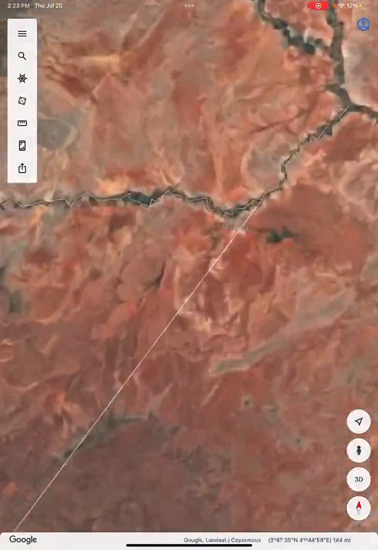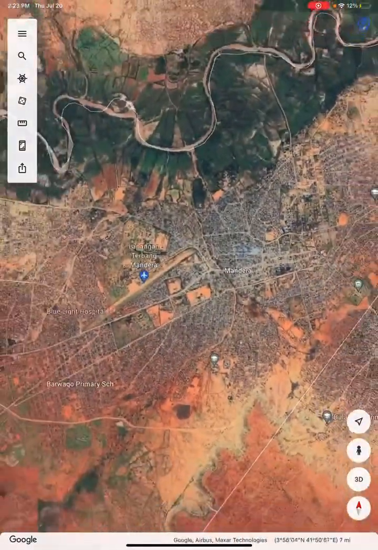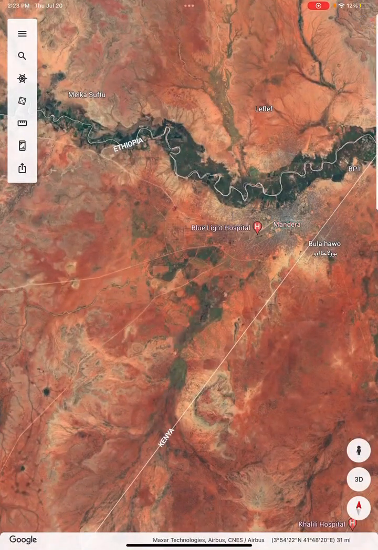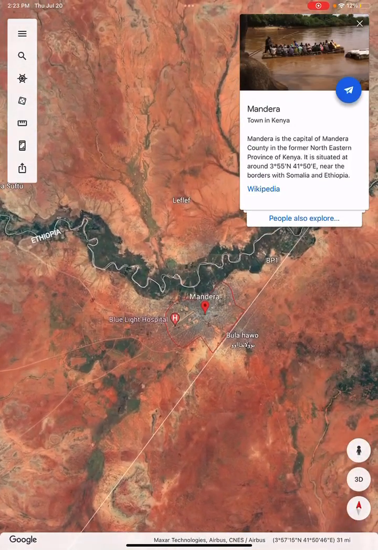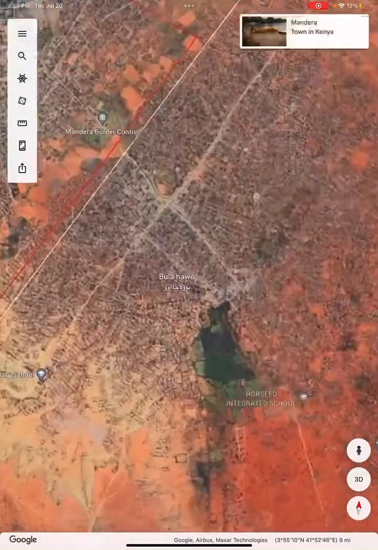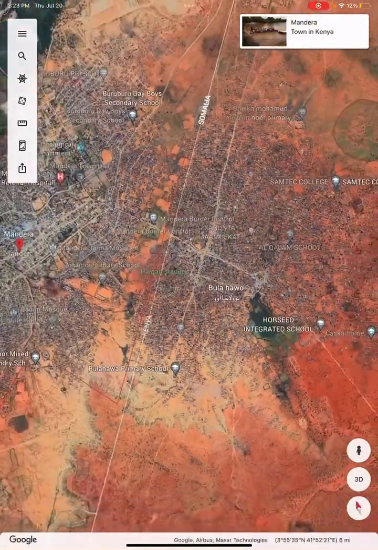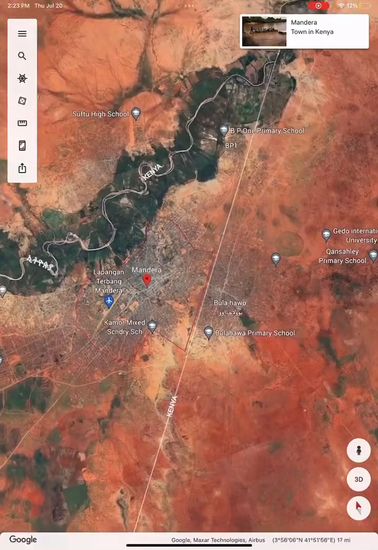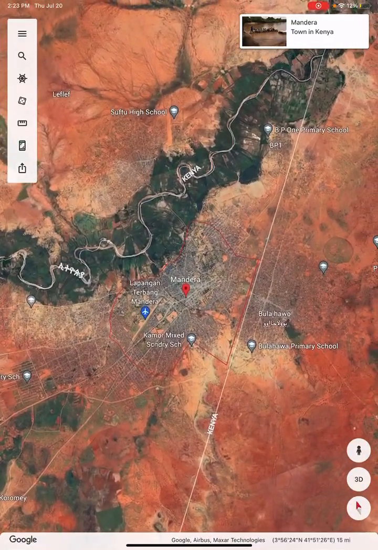Right here, the small town of Mandera is in Mandera County, and it shares a border with Somalia and Ethiopia. It's the closest town in Kenya that shares a border with Ethiopia and Somalia. Bulahalo is also another town in Somalia, and it shares a border with Kenya, and it's near Ethiopia as well.